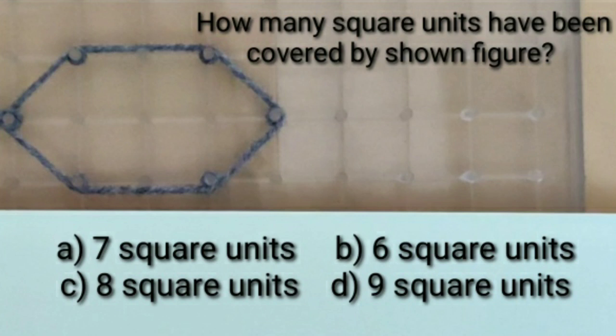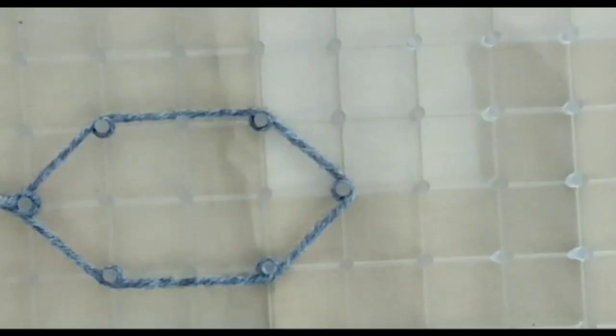And for the answer of this question, we have 4 options. Option A is 7 square units. Option B is 6 square units. Option C is 8 square units. And option D is 9 square units. Now let's calculate the total area of this figure according to the number of square boxes covered by it.